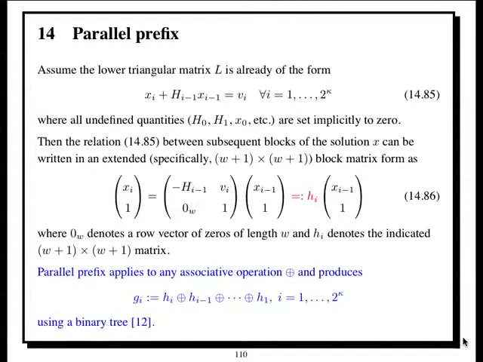And parallel prefix is an algorithm that allows you to compute things like this by using a binary tree. And this is a very cool algorithm. And I want to introduce this because, you know, sometimes you just want to look at cool algorithms.